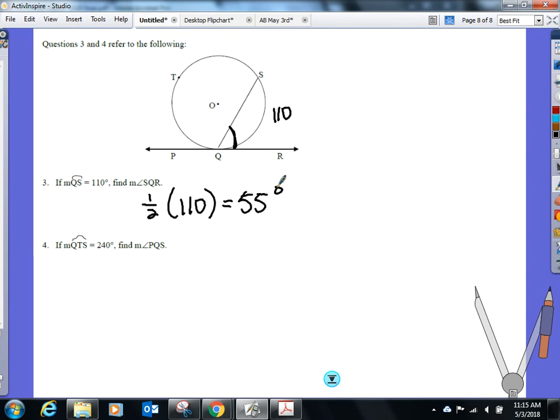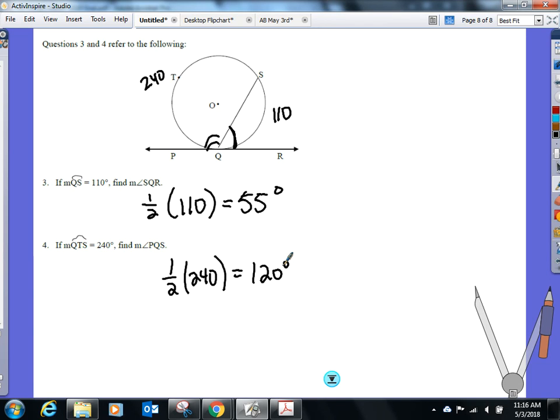All right, let's go to the other part now. QTS is 240, same deal now. Everyone see this angle now formed by a chord and a tangent still? So now I'm going to take half of 240. Again, guys, read tomorrow, right? Make sure you're answering for the arc or the angle that's asked, not the one that's convenient. All right, read it carefully tomorrow.